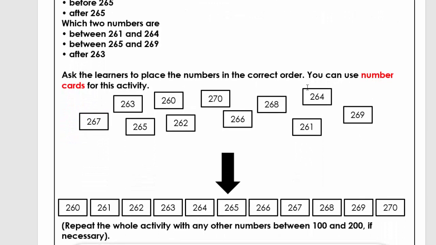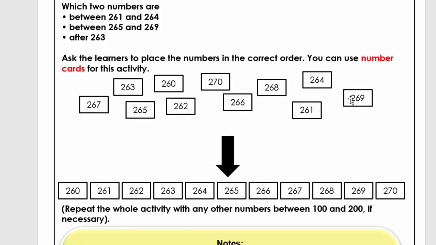Welcome back. I want the learners to have a look at these numbers and then to place them in the correct order. What we're going to do is we place them in ascending order, from the smallest to the biggest number. I want you now to write down these numbers from the biggest to the smallest. We call it descending order.